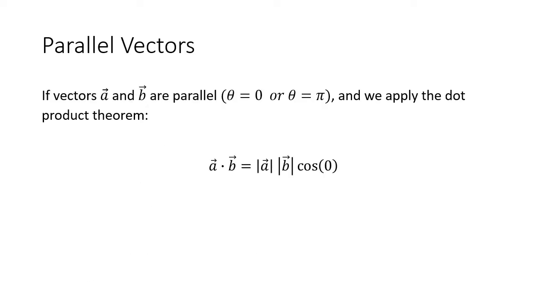So we talked about orthogonal vectors or perpendicular vectors. If two vectors are parallel, remember that means the angle between them is either 0 or pi, either they're facing the same direction or opposite directions. That's what parallel means. If I apply the dot product theorem, what's cosine of 0 or cosine of pi? It's 1, and 1 times anything is still that anything. So the dot product of two parallel vectors is going to be the magnitude of those vectors multiplied together.